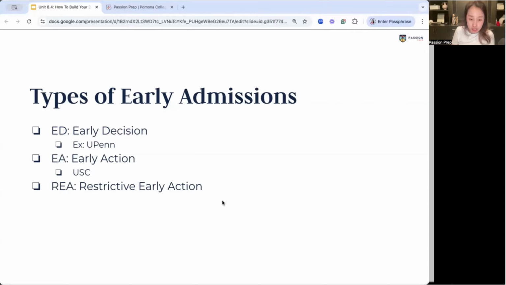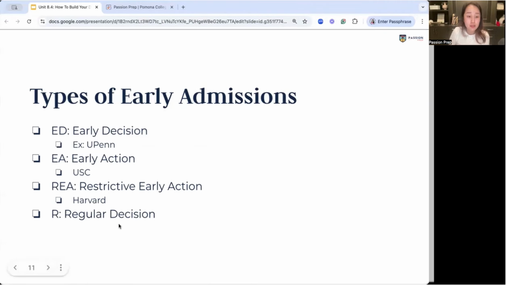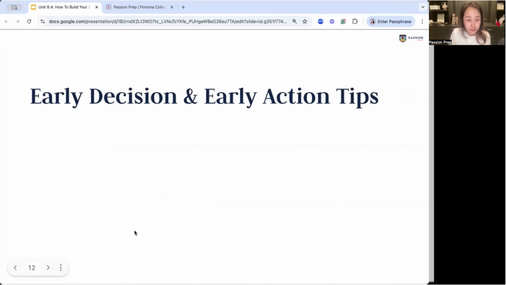REA is restrictive early action. You apply to only that school early, and if you get in, you don't have to go again. But when you apply, the restriction is there because you can't apply to other private schools with early action or early decision or any kind of early. An example of that will be Harvard. And regular just means you're applying regular, you apply, you get in, you decide not to go, that's okay. It's basically that's it.